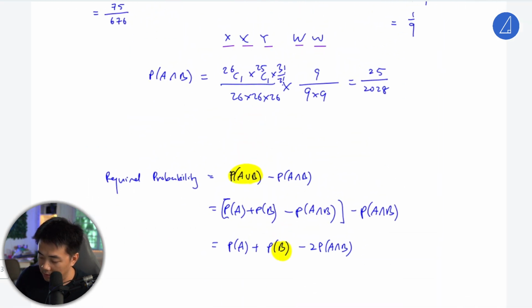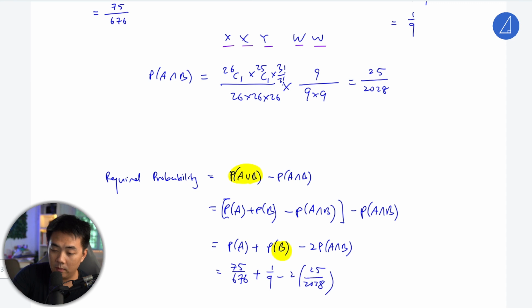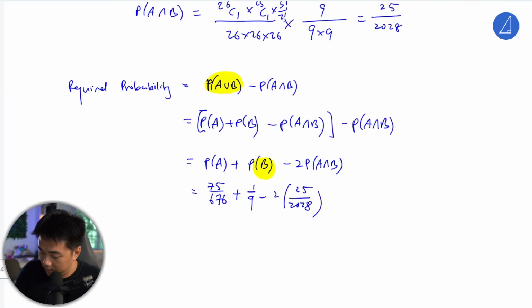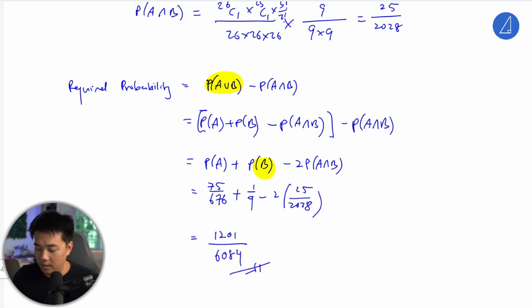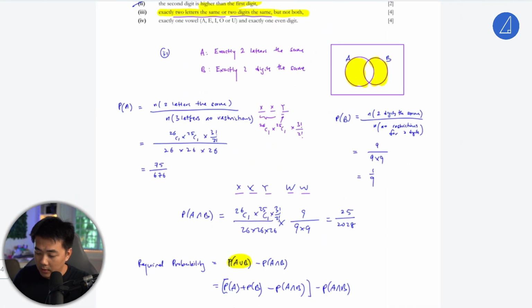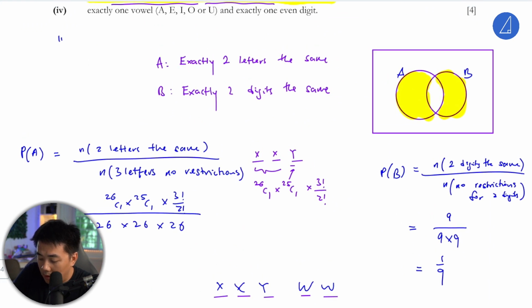So here what I'm going to do is put all the values in. P(A) is 75 over 676. P(B) is 1 over 9. This is 25 over 2028. So they'll give us 1021 over 6084. Okay, that's it. Maybe I could label this as method 1.